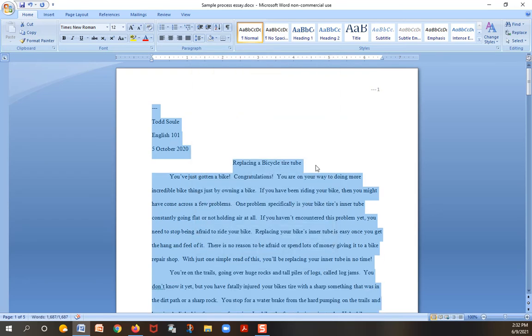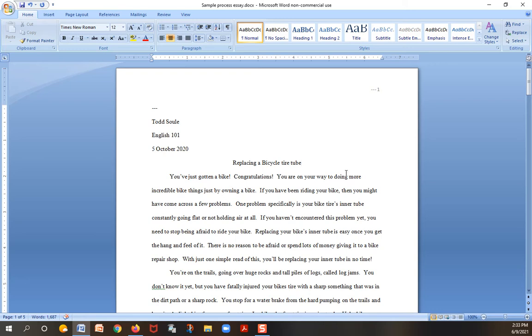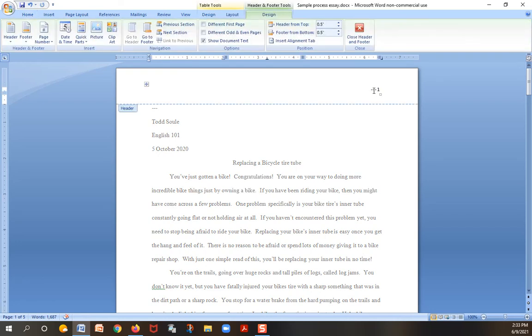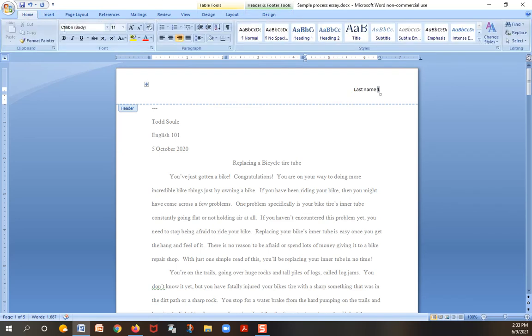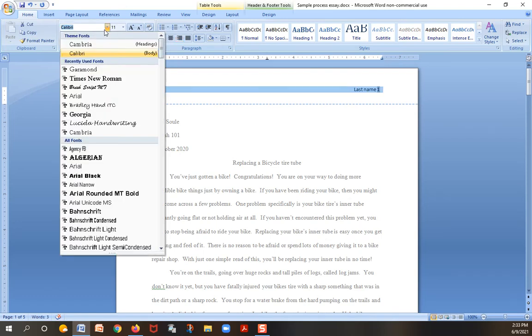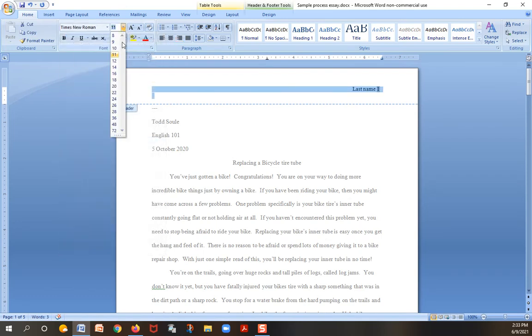The next thing is when you put your last name in for the page header, sometimes what happens is the font is different here. And I can tell that because if I go to home, it's telling me it's Calibri size 11. So it's a small detail, but to be consistent with everything else in your essay, go ahead and select that text, turn it into Times New Roman, size 12. And now we're all set to go here.